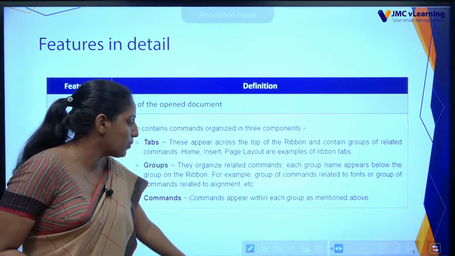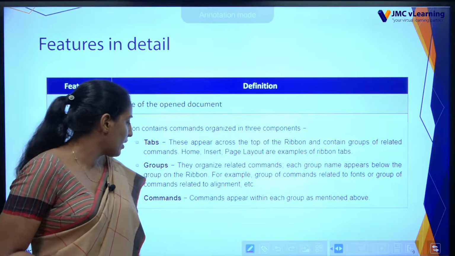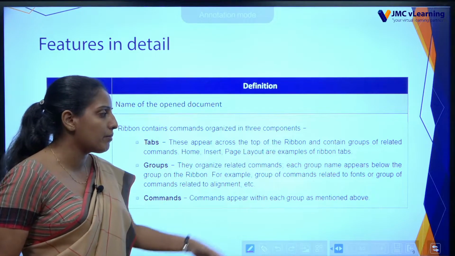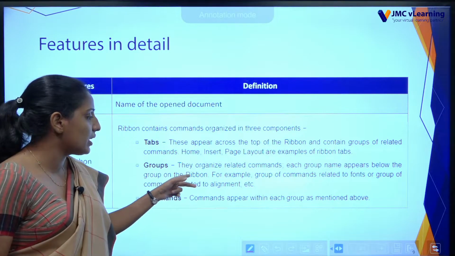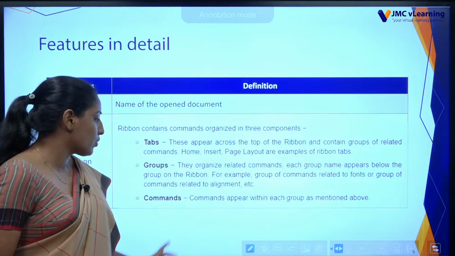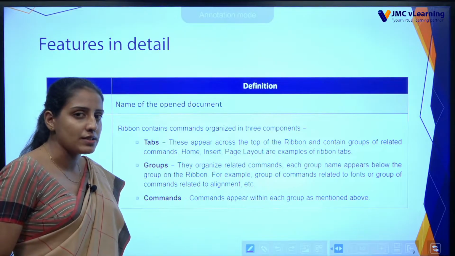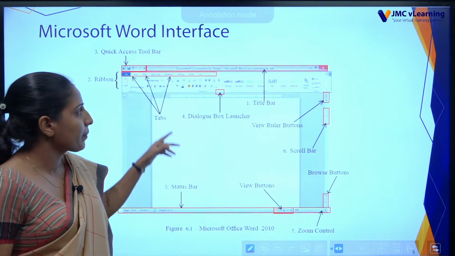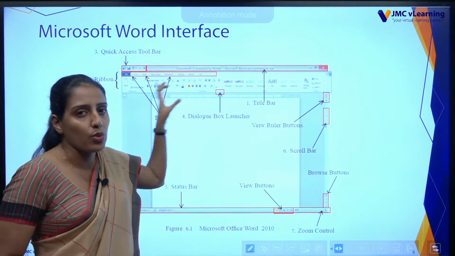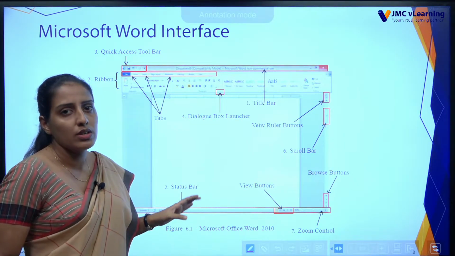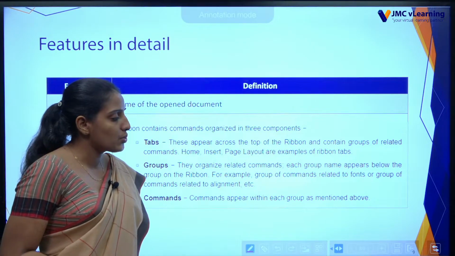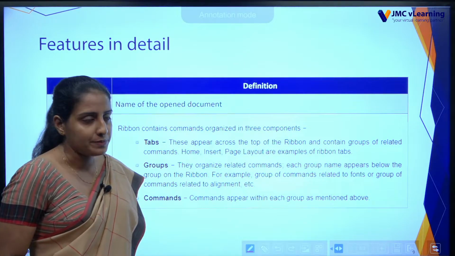Then the groups. They organize related commands. Each group name appears below the group on the ribbon. For example, a group of commands related to font, or a group of commands related to paragraph. That means in each tab you have a collection of groups, and each group is used for a particular purpose. Commands appear within each group as mentioned above.